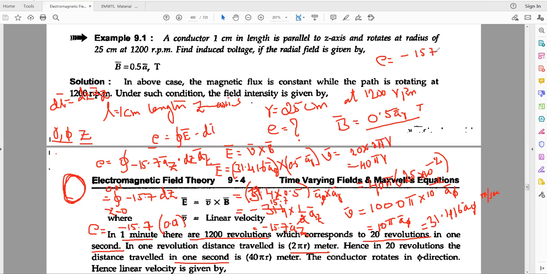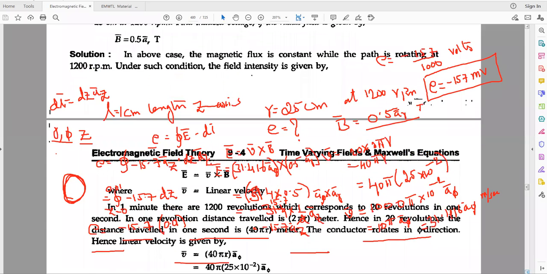157. If I write it as 157 pi 10, and here with 0.01 you get pi 100. 100 into 10 is pi 1000. Pi 1000 is actually volts. Okay, my dear students, therefore the E now becomes minus 157,000 times 10 power minus, so millivolts. So the induced EMF, or the induced voltage, if the radial field is given by B bar equal to 0.5 R bar Tesla, is E equal to minus 157 millivolts, we got.